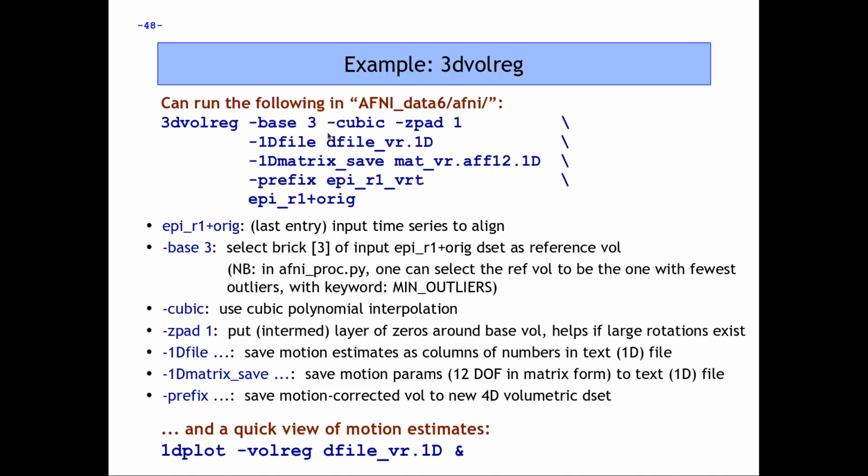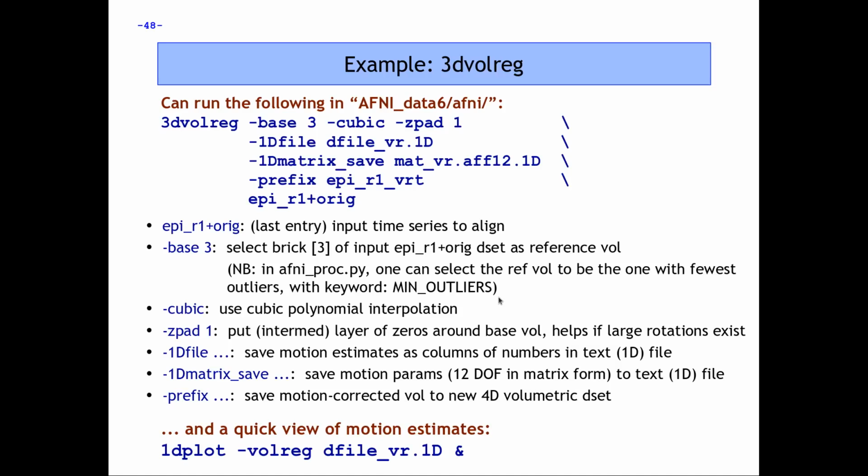Well, fortunately, we don't have to make this choice when we actually run with afni_proc. We can provide a keyword called MIN_OUTLIER to it. And so afni_proc will look at the set of outlier values, and it will pick the volume to be the reference that has the smallest fraction of outliers.